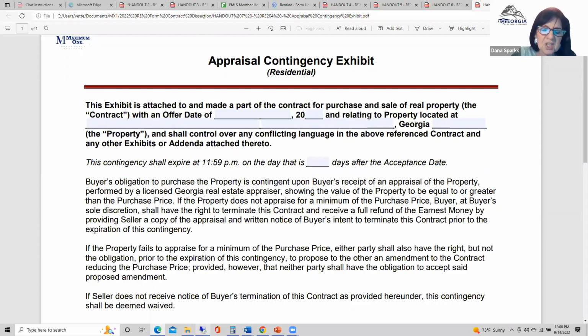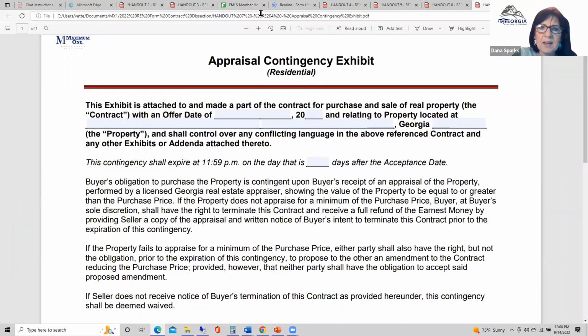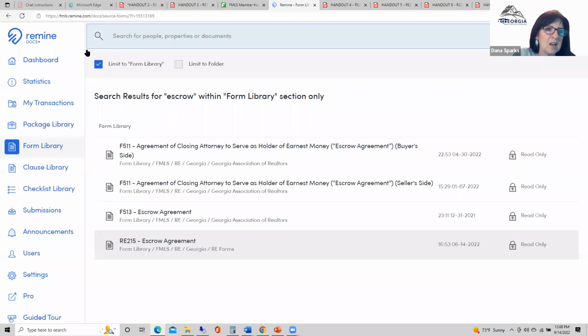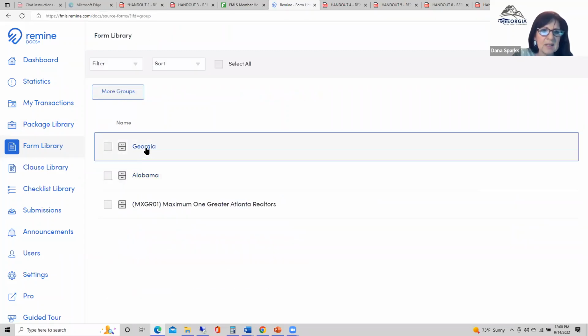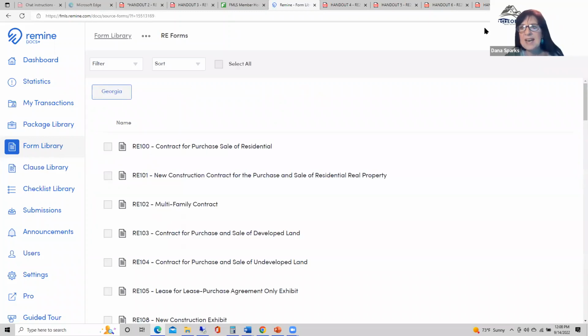Additionally, for a special stipulation, there is an entire library of special stipulations that you can use. I'm back here in FMLS under Remind Docs, under Forms Library, and I'm going to click on Georgia. I'm going to click on RE Forms, and let's see what some of those special stipulations are.